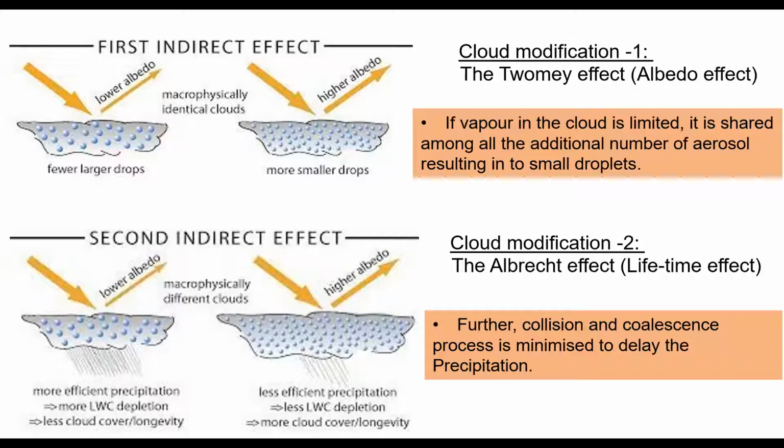Because we have more small droplets, the collision and coalescence process will be delayed. It will take more time to grow into much bigger droplets so that precipitation can occur. Because of the longer lifetime, this cloud can stay in the atmosphere longer, reflecting more radiation back to space. This is called the cloud lifetime effect, because the lifetime of the cloud is increasing. It is also called the Albrecht effect, after Albrecht, who first observed this effect.